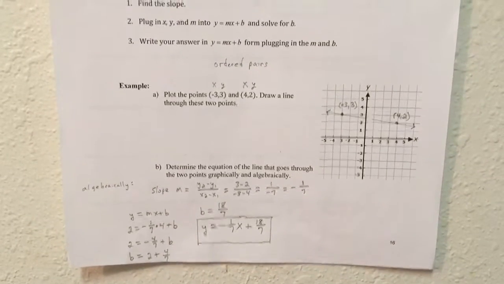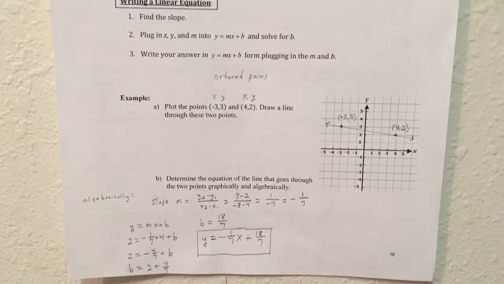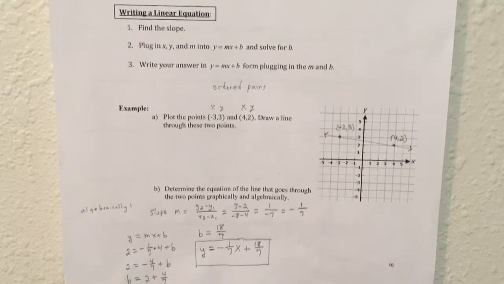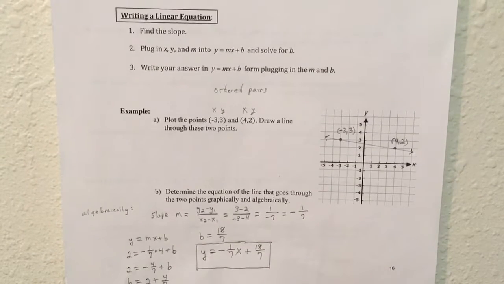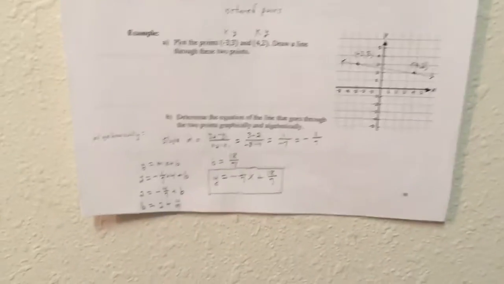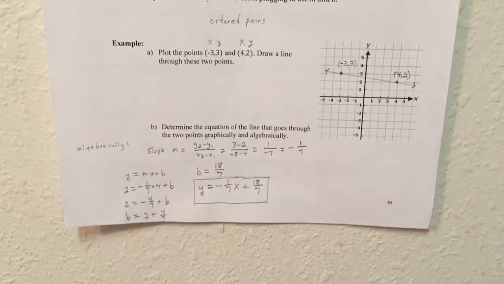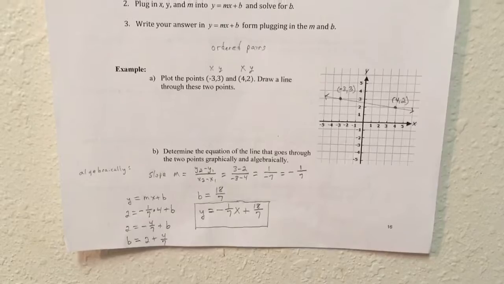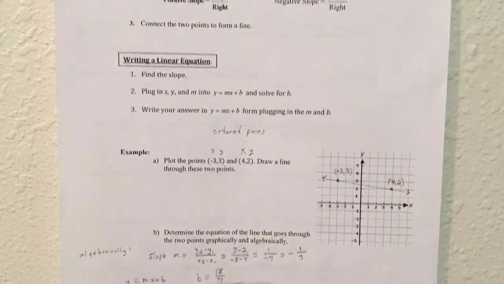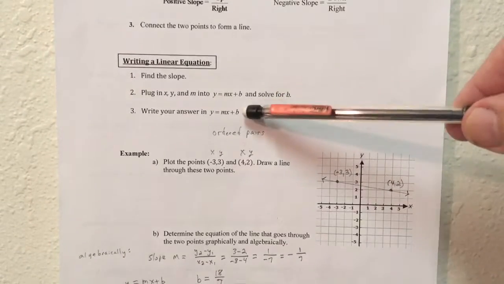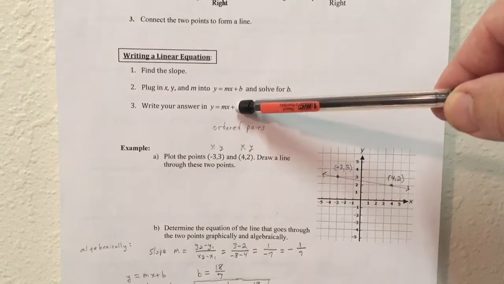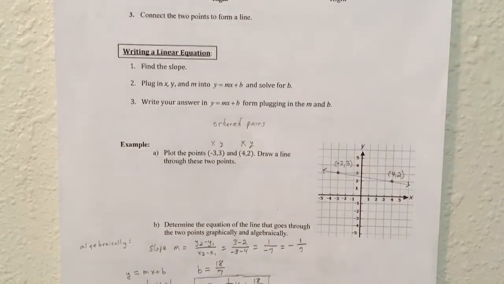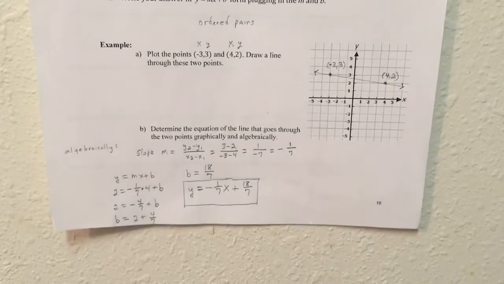In part B, you're instructed to determine the equation of that line that goes through those 2 points, graphically and algebraically. So I'm going to show you how to do it algebraically. So you know that the equation of a straight line in slope-intercept form is y equals mx plus b. So we need to figure out what the slope m is and what the y-intercept b is for this case.